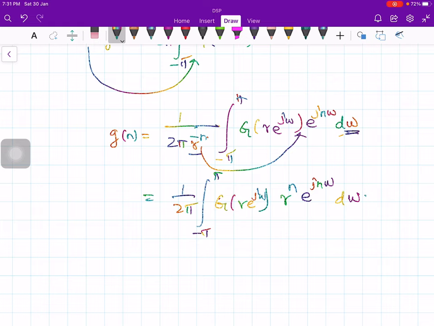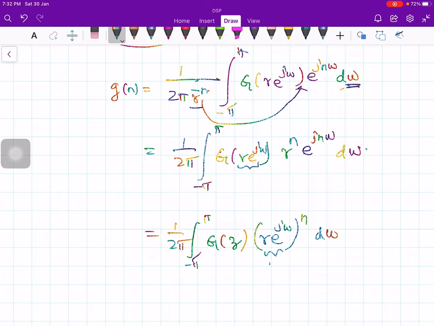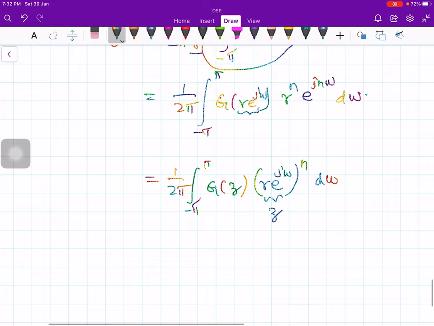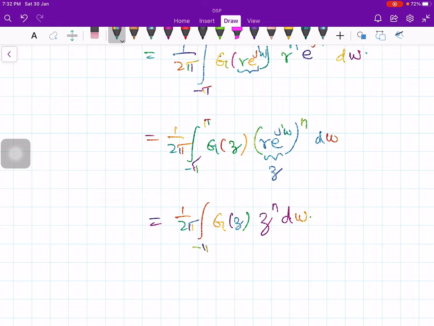Okay, now let's restore small z. 1 over 2 pi, integral from minus pi to plus pi of g of z, with z equal to r times e to the j omega. This you can write as r times e to the j omega whole to the n, d omega. What is this? Again z. So this is 1 by 2 pi, integral from minus pi to plus pi of g of z, z to the n, d omega.